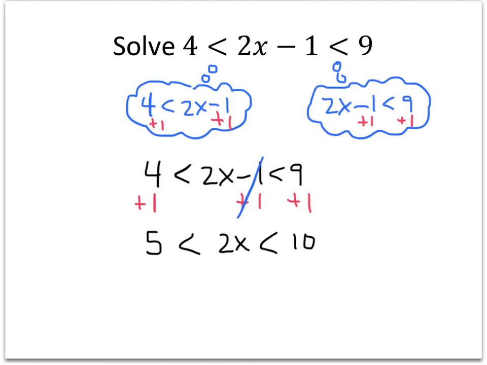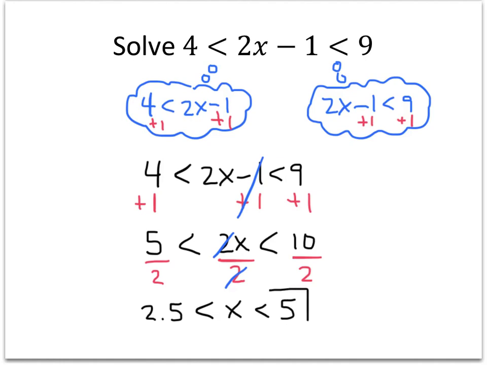Now we're going to divide everything by 2. 5 divided by 2 is 2.5. I'll just write that as 2.5. In the middle, the 2's divide out, so we just get x, and then 10 divided by 2 is 5. That is our answer. So with compound inequalities, just make sure that you solve them like you would regular inequalities, but keep in mind that we do something to all three numbers, not just to the number on the left and the number on the right.